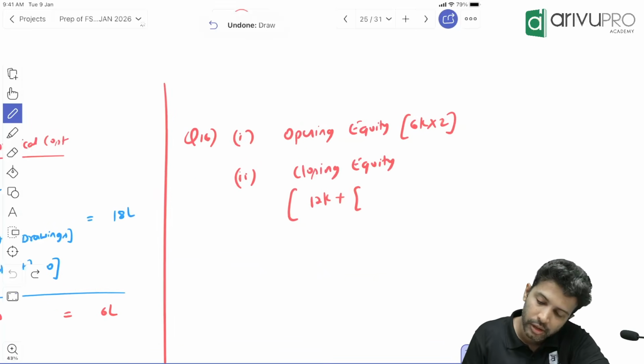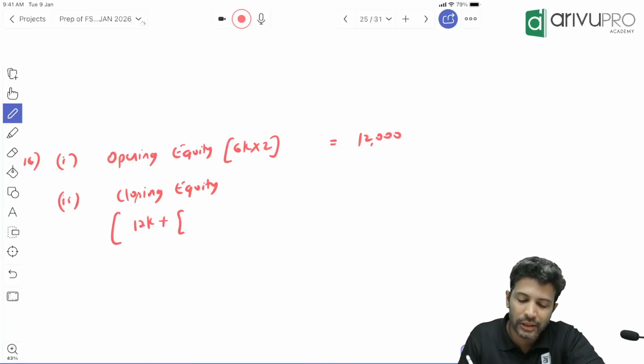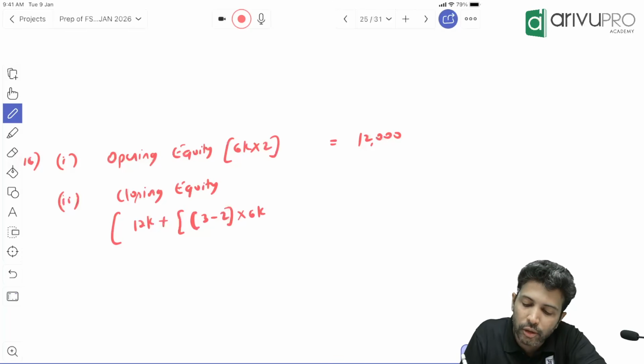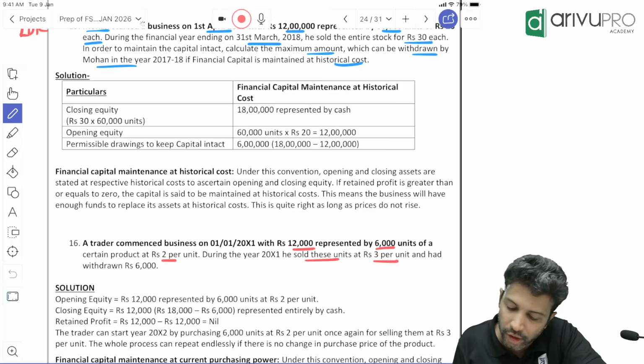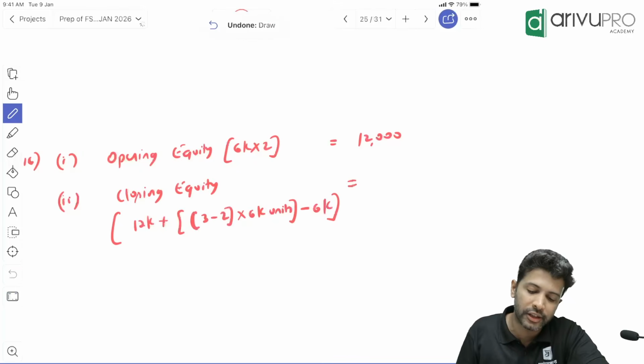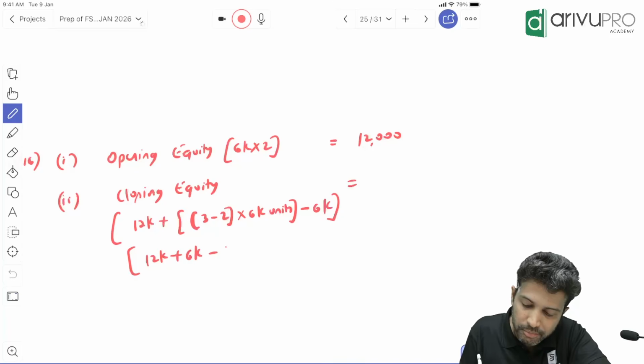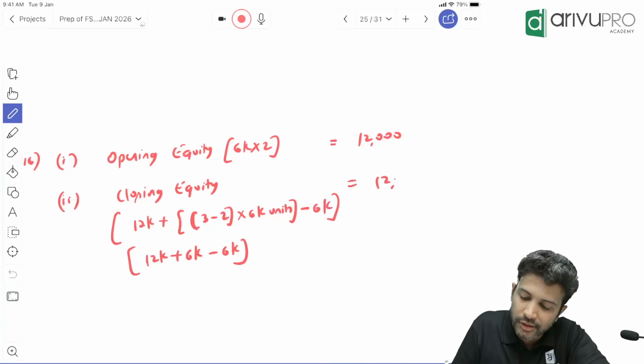It's fine with you? Okay, opening equity 12,000. How much profit did you make? You sold it for 3 rupees. You purchased it for 2 rupees. 1 rupee profit you made for 1 unit. So on 6,000 units, how much profit? 6,000. This is the profit. Did you withdraw any money? The entire 6,000 they told has been withdrawn as drawing. That means what is your closing equity? This is 12,000 plus 6,000 minus 6,000. How much is it? 12,000.